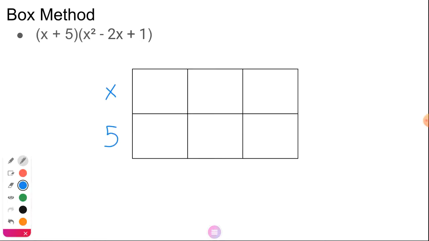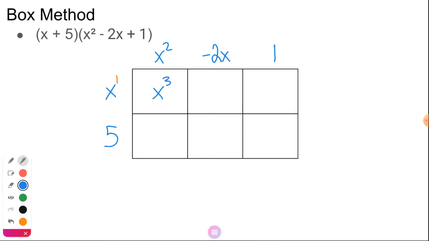Our second one is a trinomial. That's going to go on the side of the box that has 3. It's going to be an x squared, minus 2x is going to be a negative 2x, plus 1 is just a positive 1. And then we're going to take those values and multiply them into the boxes, just like a multiplication chart. So we get x times x squared. So going back to what we just did a little bit ago, we're going to add the exponents. x has an exponent of 1. So x times x squared would just be x cubed.